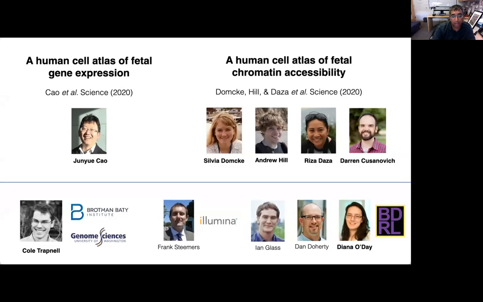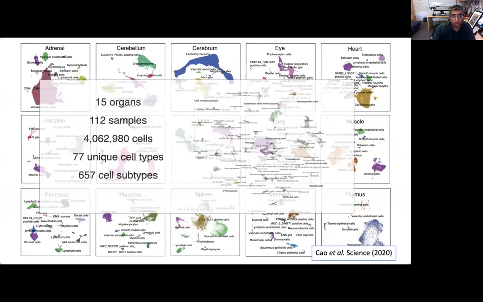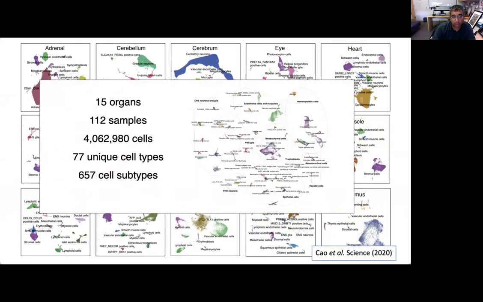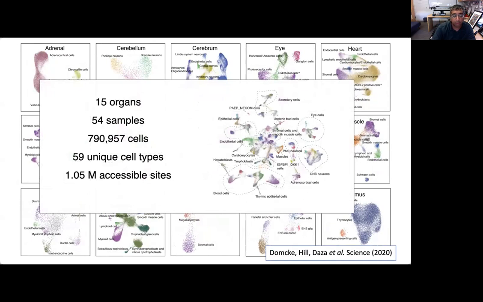And applying these single cell technologies developed by Jun and Andrew and Riza and others, Darren and Riza and others, we've been able to profile really vast numbers of cells from a diversity of fetal human organs for gene expression. These are mini atlases shown here, as well as roughly 4 million cells worth of data available in this data set. And then also chromatin accessibility shown here for the same 15 tissues and roughly 800,000 cells. Please feel free to take a look at the papers if this is of interest to delve into more detail.